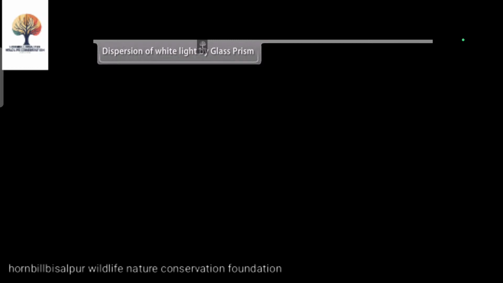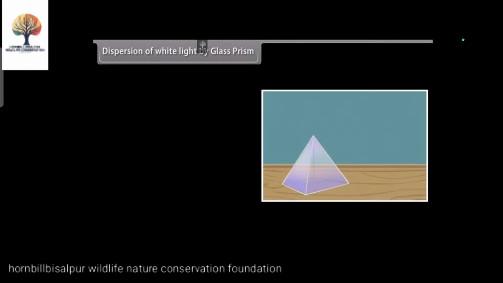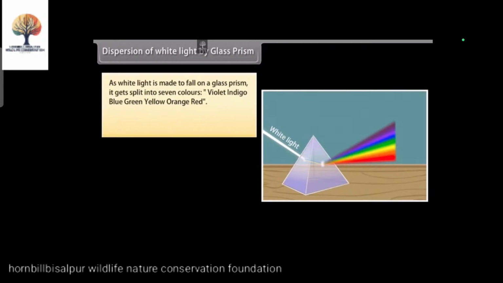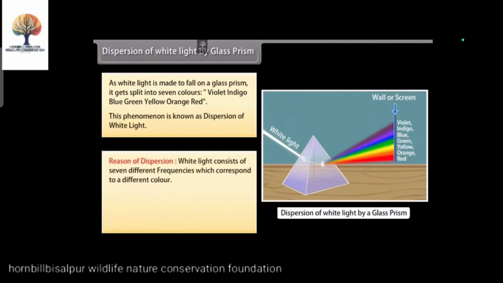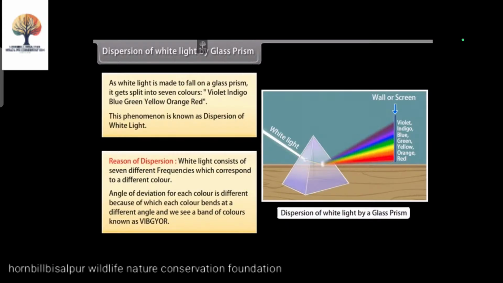Dispersion of white light by a glass prism. Now we shall discuss what will happen if we make white light incident on the glass prism. As white light falls on a glass prism, it gets split into 7 colors: violet, indigo, blue, green, yellow, orange, red. This phenomenon is known as dispersion of white light. Reason of dispersion. White light consists of 7 different frequencies which correspond to different colors. The angle of deviation for each color is different, because of which each color bends at a different angle, and we see a band of colors known as VIBGYOR.